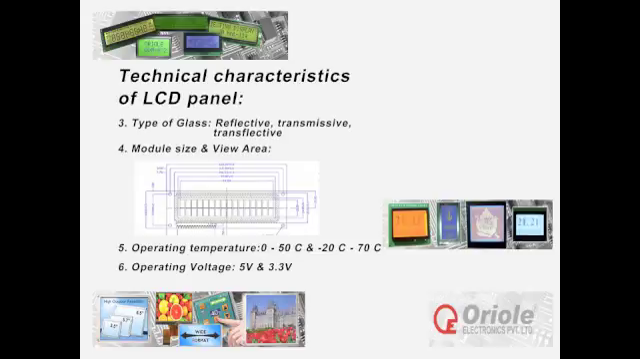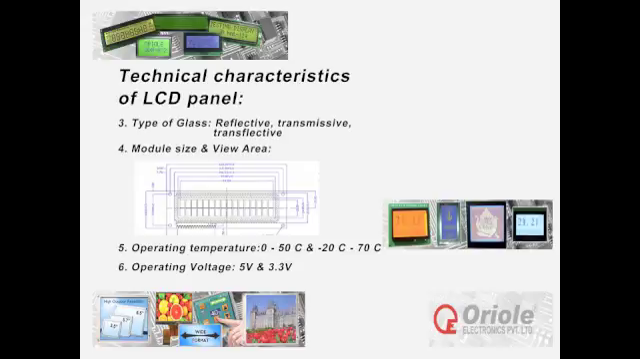Operating temperature. Standard operating temperature of most displays that we manufacture is minus 20 to 70. However, for certain low-cost commercial applications, you also have the option of 0 to 50. And if your application warrants a higher temperature grade, which is minus 30 to 85, which actually does go into military grade, that is also possible.